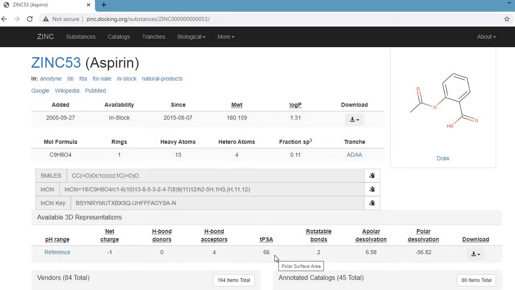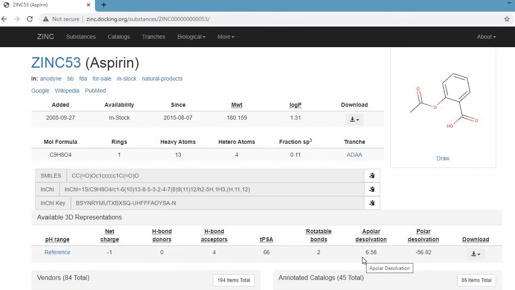TPSA is total polar surface area, which is 66 for aspirin. Rotatable bonds are 2. Rotatable bonds means single bonds. We have already studied in stereochemistry that single bonds can freely rotate to give conformers. So here for aspirin the rotatable bond is 2.